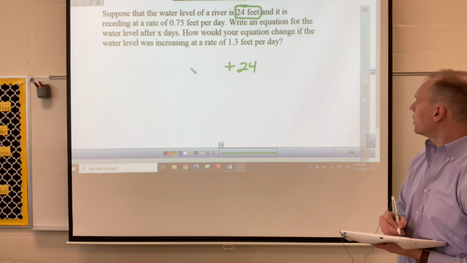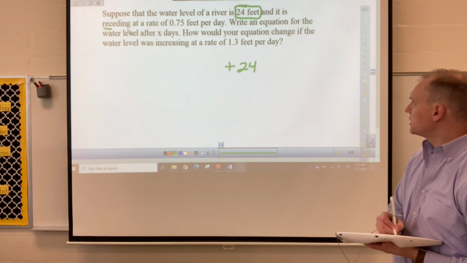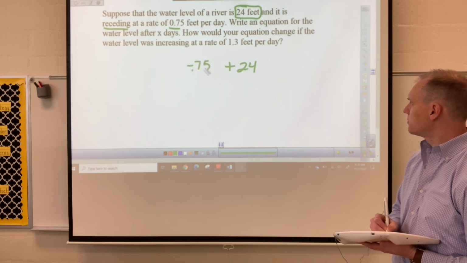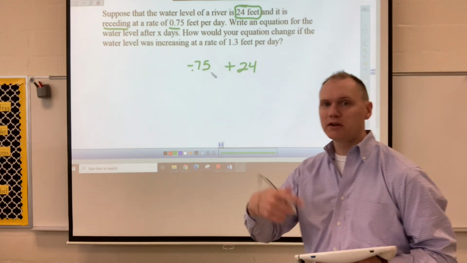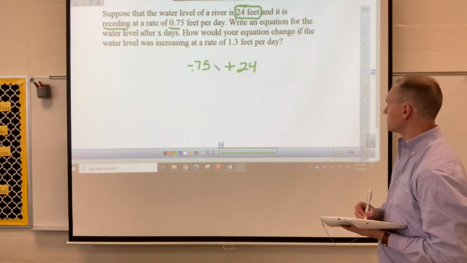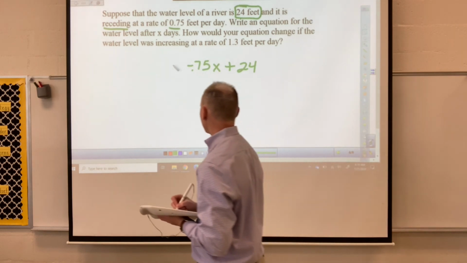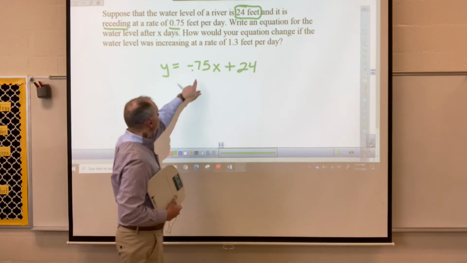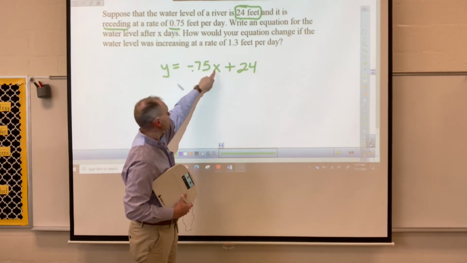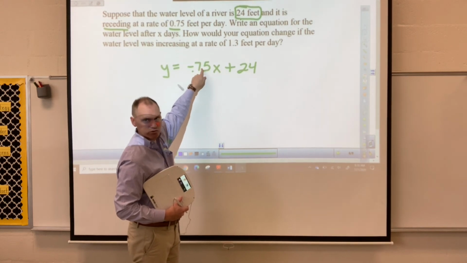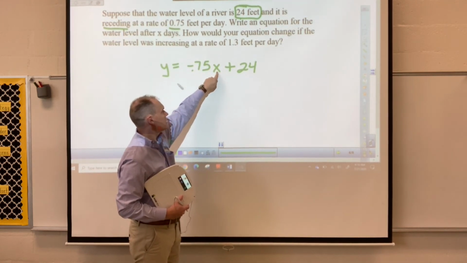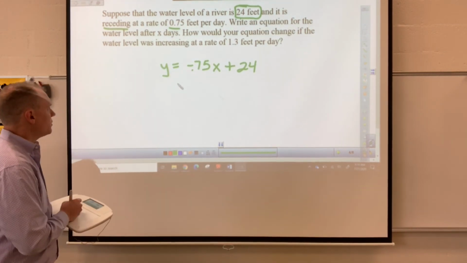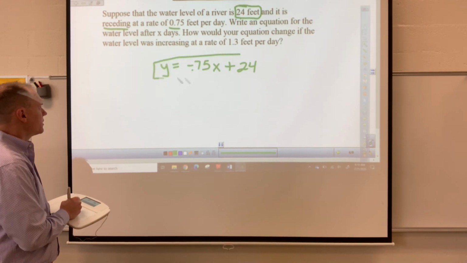And then because it's receding, we're losing 0.75 feet per day. So it's going to be negative 0.75, and then we'll lose that amount every day. So we're going to put X there. Negative 0.75 times X equals Y. So after 1 day we lose 0.75. 2 days we lose a foot and a half, and so on. So that would be our equation for the first scenario there.